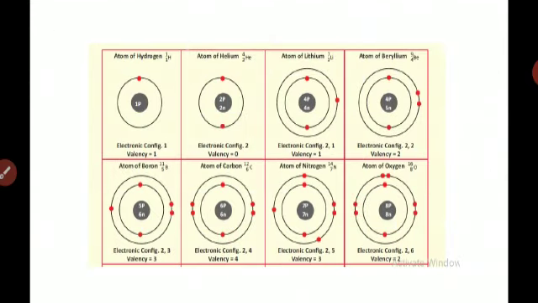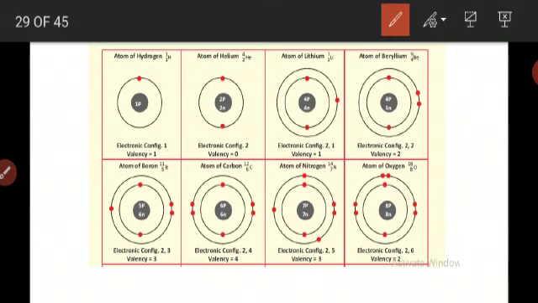You see, I show you an example. The first one, hydrogen. Hydrogen's atomic number is 1, and valency is also 1. Helium's atomic number is 2 and valency is also 2. Lithium has atomic number 3 and the outermost electron is 1.